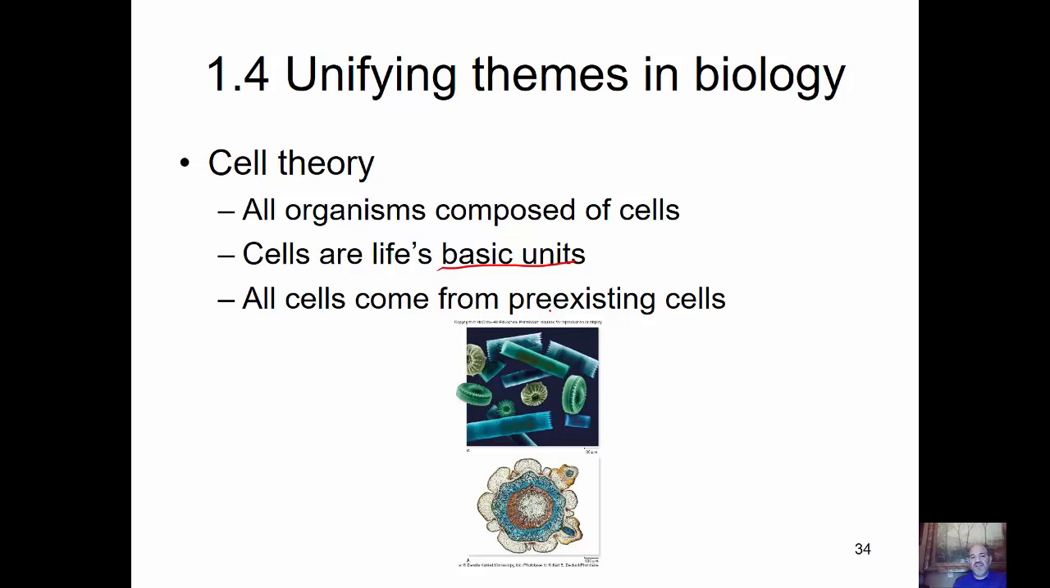And we also know that all cells must come from pre-existing cells. So there must be a cell before to give rise to new cells. And then here we just have pictures of some cell types. These look like marine single-celled organisms called diatoms, and this one down here, I'm not sure what it is.